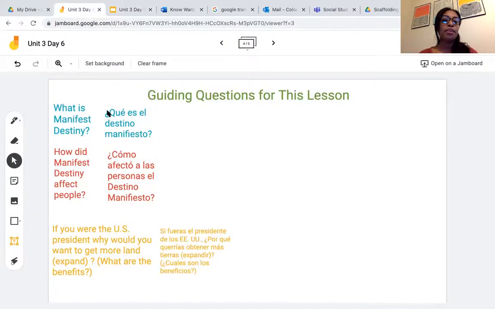So again, what is manifest destiny? Of course, providing translations in their home language so they can access the question. They could use sticky notes. How did manifest destiny affect people, right? So we know how it affected Native Americans by this point in the unit. And if you were the United States president, why would you want to get more land? So this question really hits home for the motives piece, right?